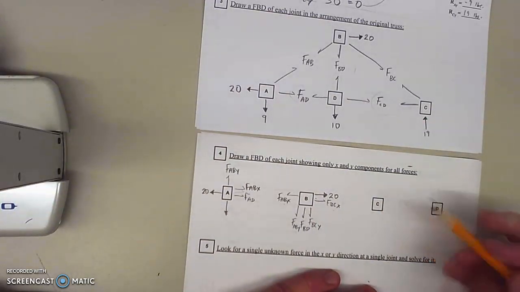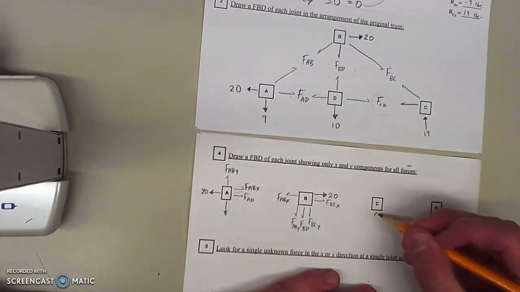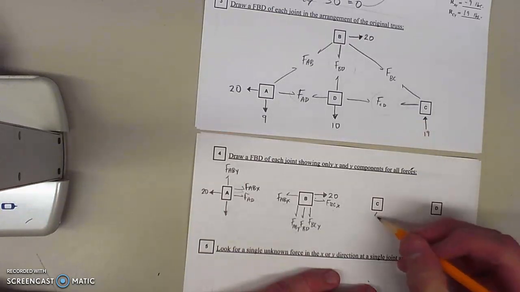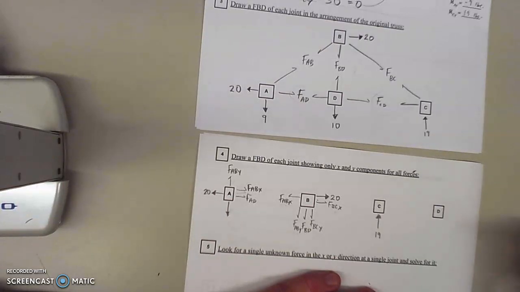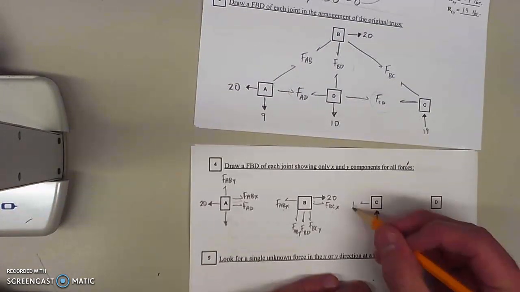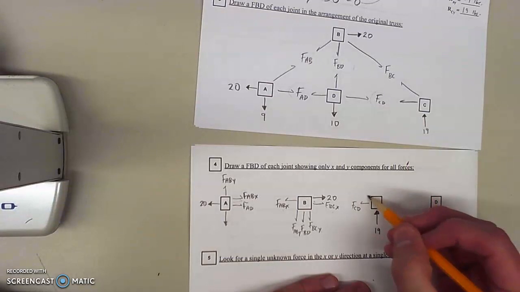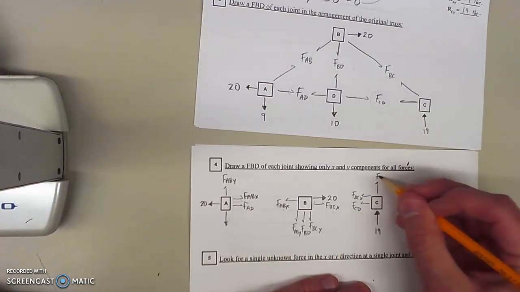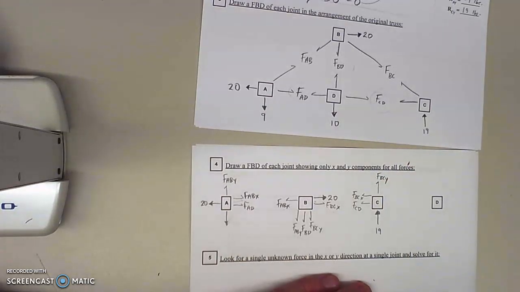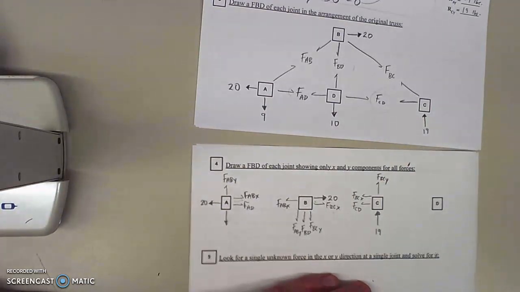So let's look at joint C. I'll draw in my reaction force. That's the only one I know, so I'm going to shade it in. FCD, then componentize FBC. All right, that's what joint C should look like.